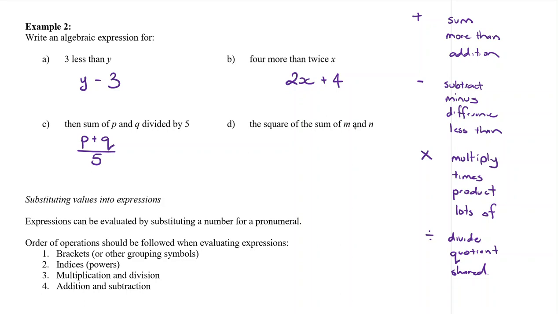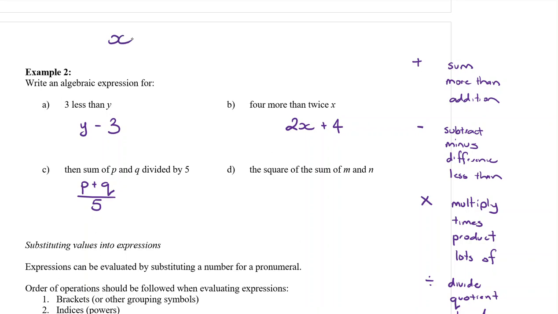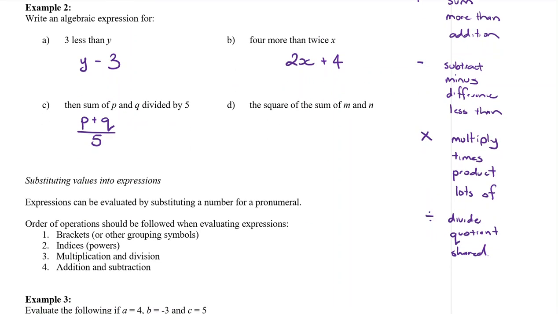If I started with an x, it means times it by itself. So that's an x squared, and it means x times x. If the number was 5, it was 5 squared, it would be 5 times 5, which is 25. So there are 2 things happening in this question as well.